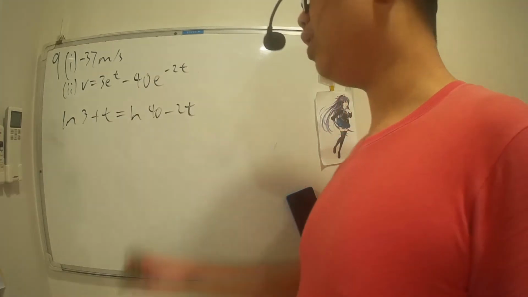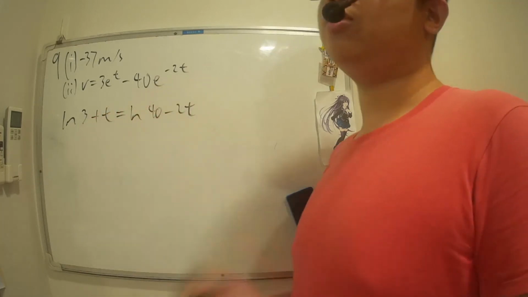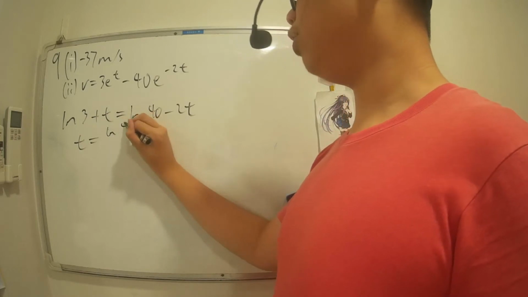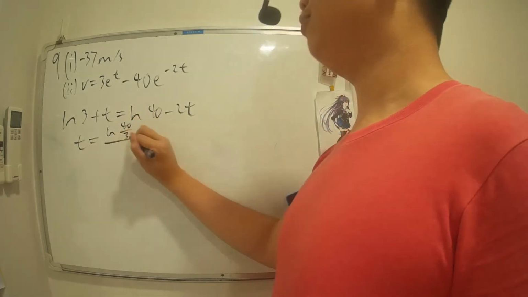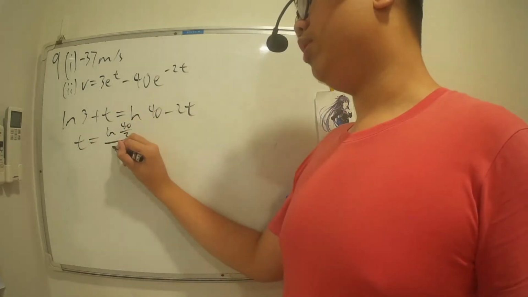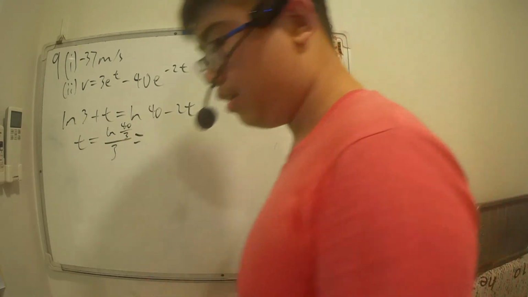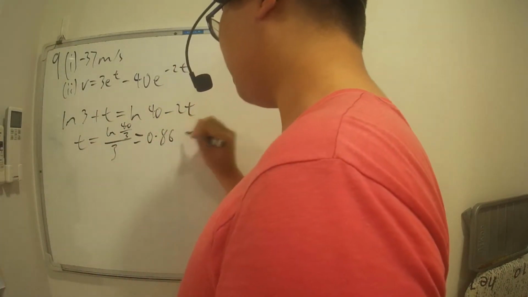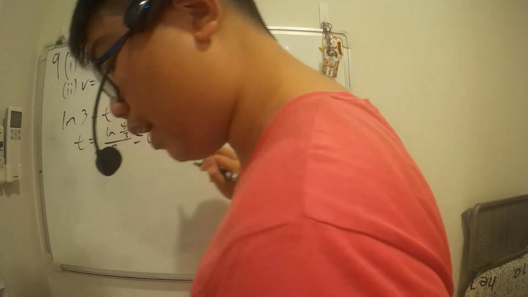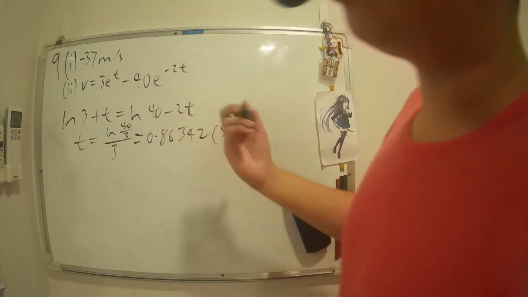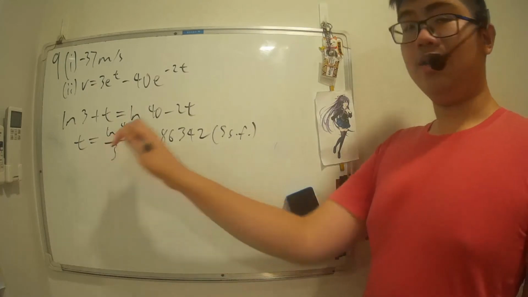Make t the subject. I'll bring the t over here, then subtract this using log rules again. T is equal to ln 40 over 3, because of the log rules. Or over 3, because don't forget we have 3t. Of course this is exact, but if you want 5 SF, I think it's 0.86342. Yeah, 5 SF. If you want to evaluate it, but the exact form should be this.